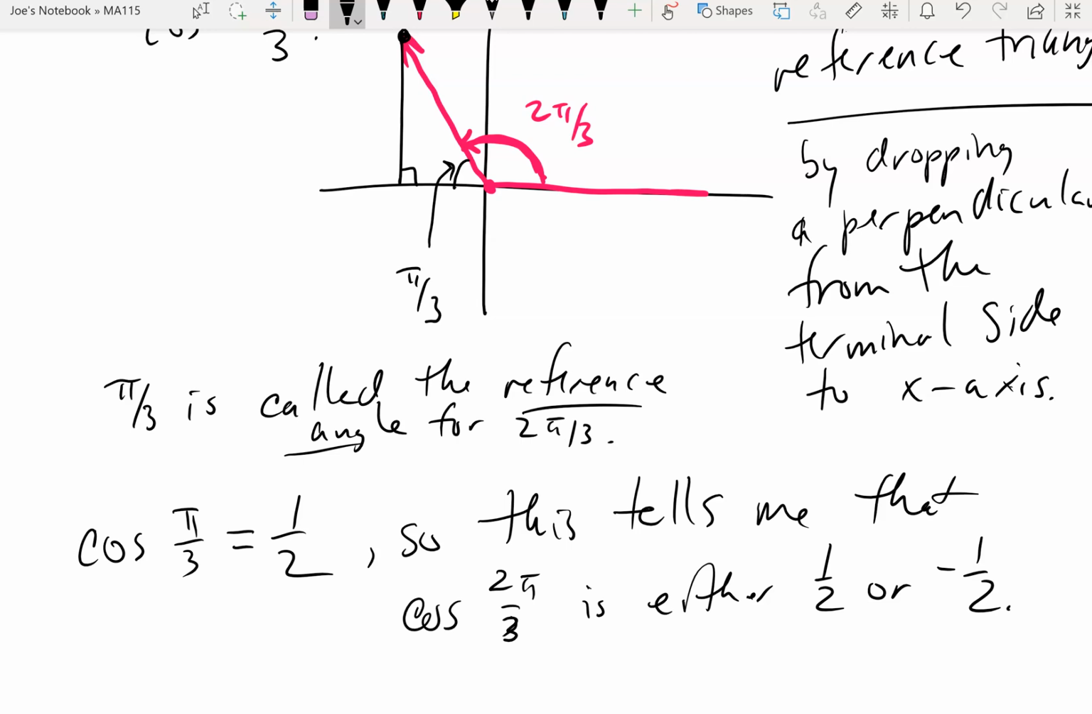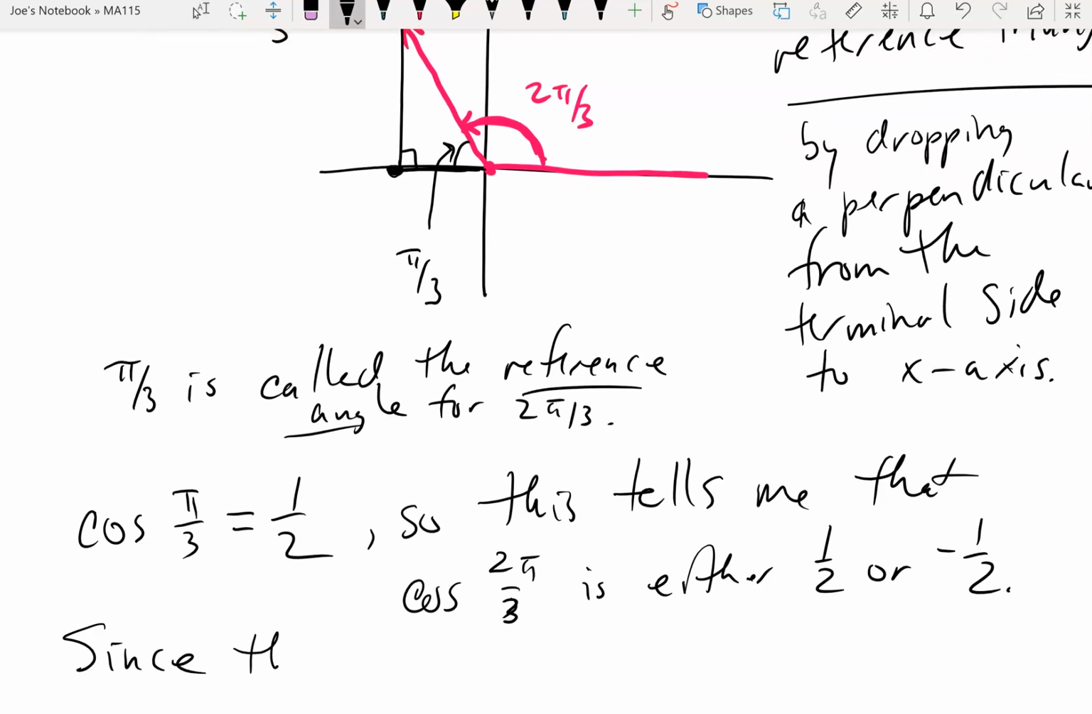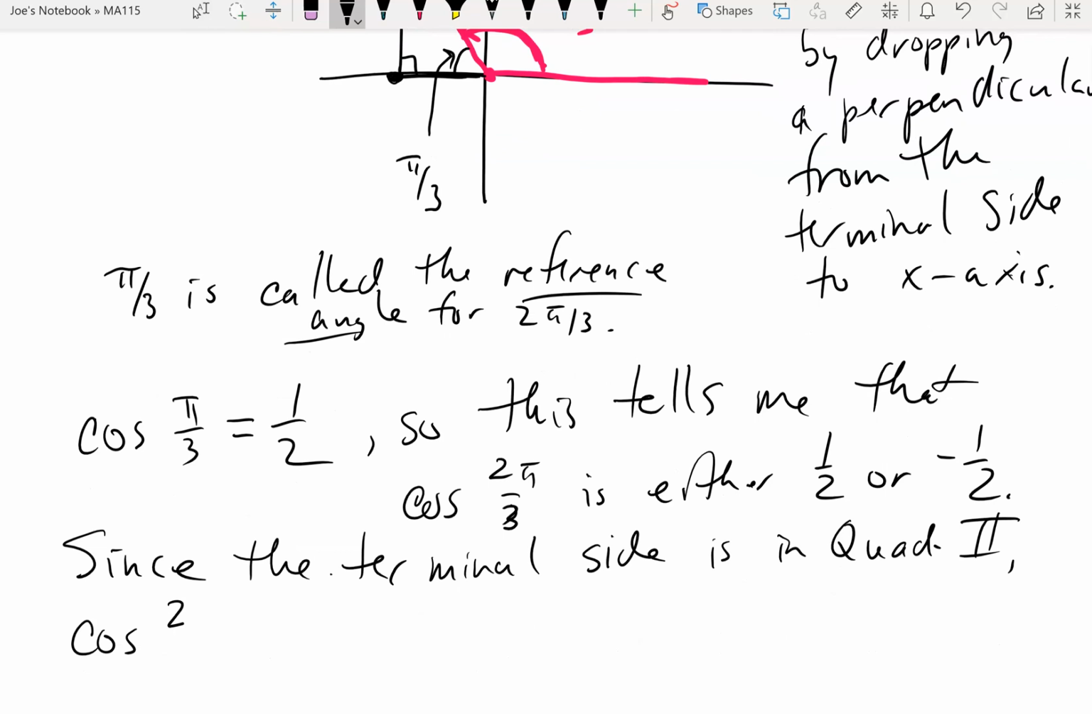And this is why the standard position is important. When we do cosine, do we use the opposite side or the adjacent side? The adjacent, right? This is the adjacent side for this triangle, isn't it? Now think about it as coordinates. If I look at this point right here, is that a positive x coordinate or a negative x coordinate? It's negative, right? So what do you think we're going to use here? Negative, good. All right. So what we say here is since the terminal side is in quadrant 2, the cosine of 2 pi over 3 is negative 1/2. And we're done.